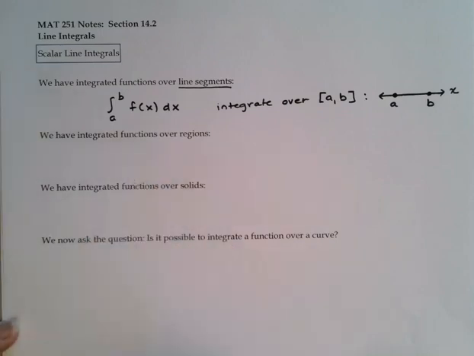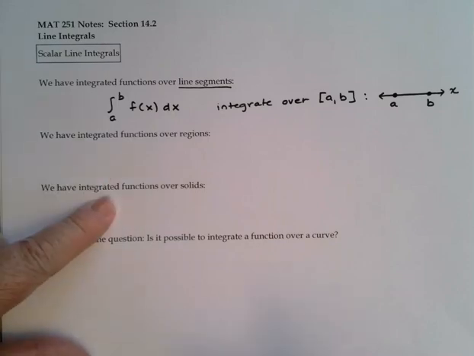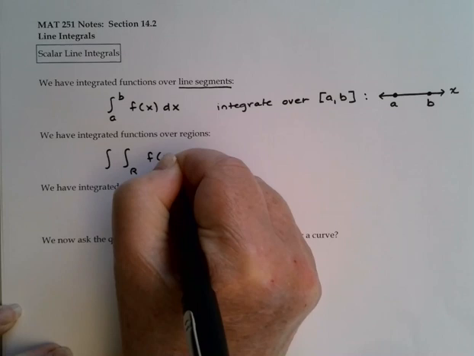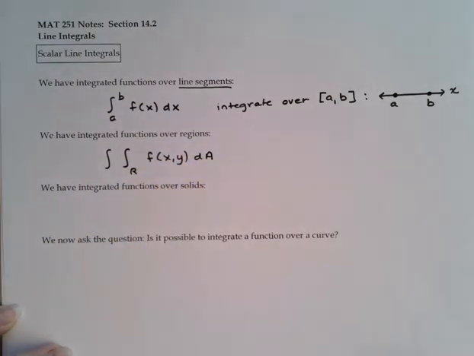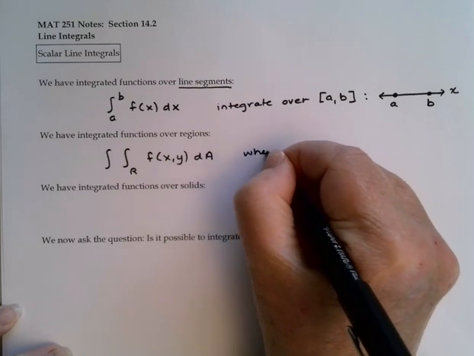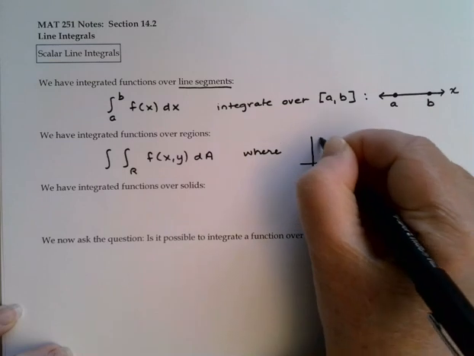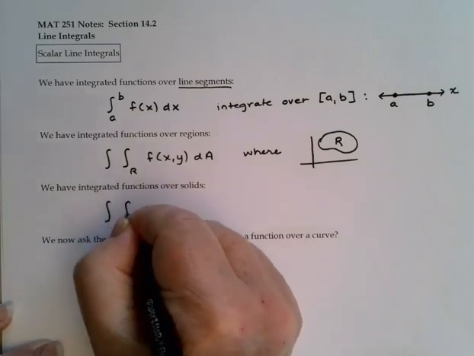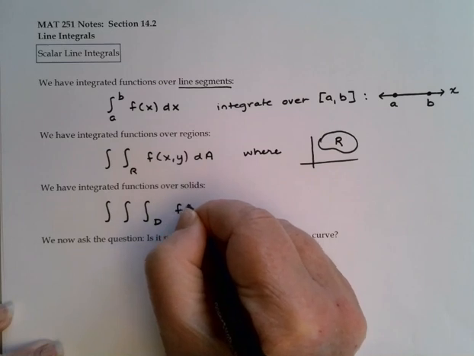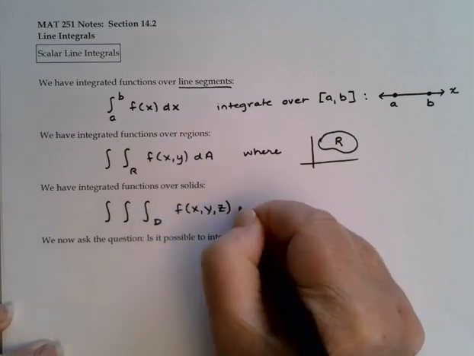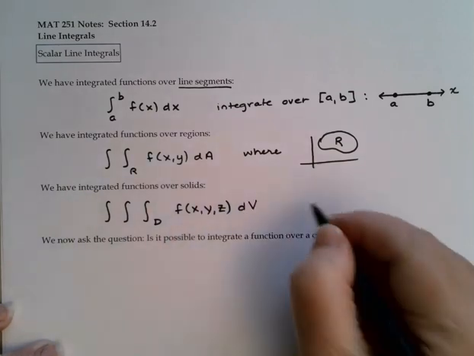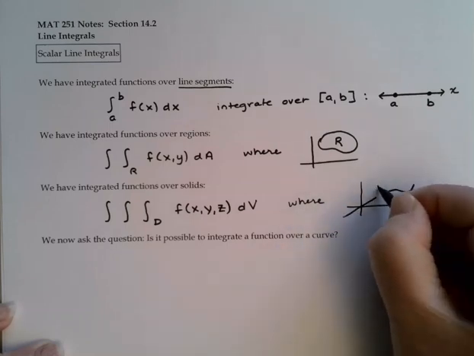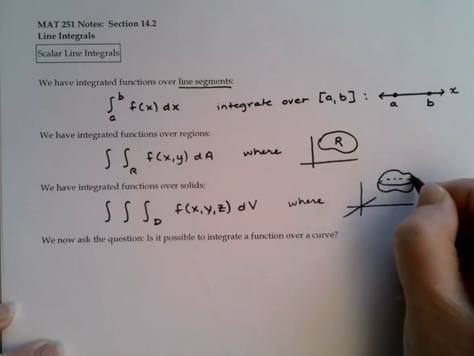In this class, we've integrated both double integrals over regions and also triple integrals over solids. To integrate a function over a region R, we looked at a function of two variables, and we had to integrate dA, where the region R was some sort of a two-dimensional region. And then most recently, we've integrated over solids. We usually called them D. A function of three variables, f of x, y, and z, dV, where our three-dimensional solid maybe looks something like this.